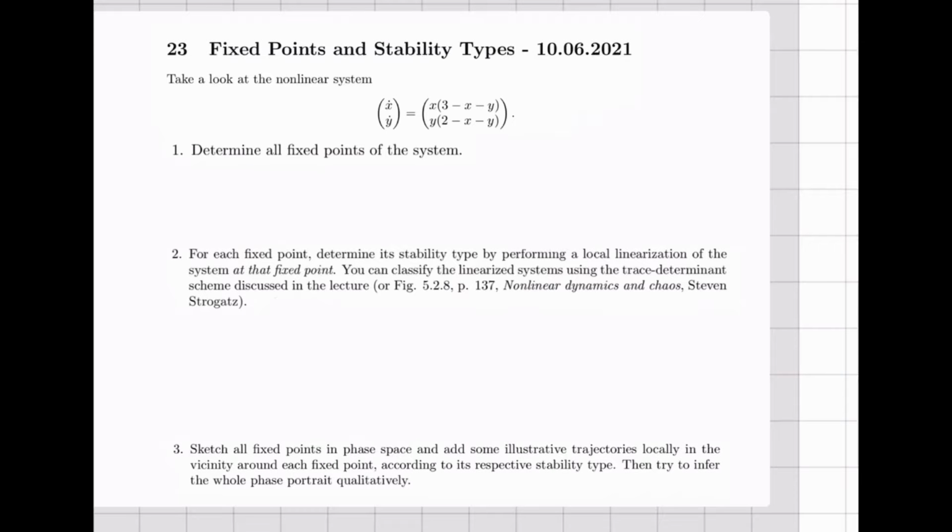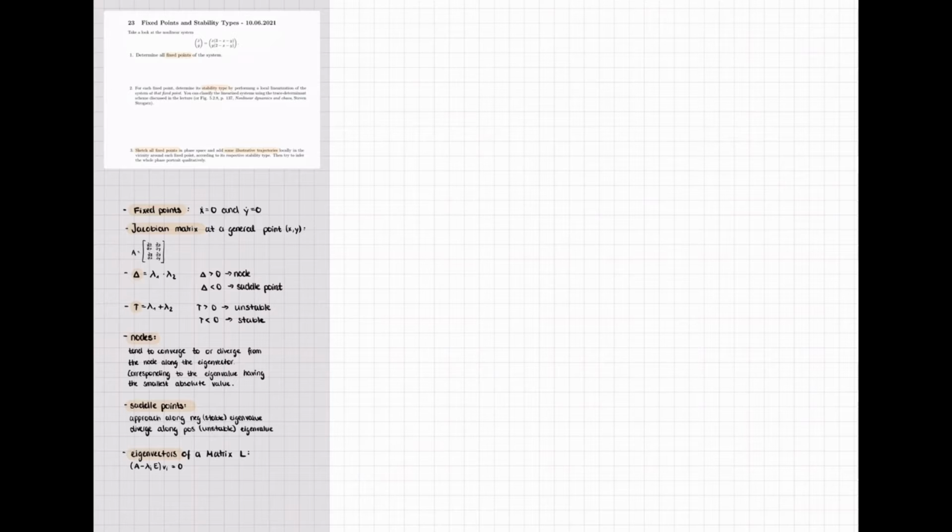In this video we will have a look at this nonlinear system, determine all its fixed points and their stability types, and after that we will sketch the fixed points in phase space and add some trajectories. For that we have all the formulas and definitions that we need here on the left. So let's actually start with the task.